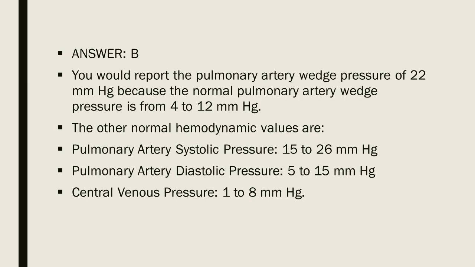Answer, B. You would report the pulmonary artery wedge pressure of 22 mm of mercury because the normal pulmonary artery wedge pressure is from 4 to 12 mm of mercury. The other normal hemodynamic values are pulmonary artery systolic pressure, 15 to 26 mm of mercury. Pulmonary artery diastolic pressure, 5 to 15 mm of mercury. Central venous pressure, 1 to 8 mm of mercury.